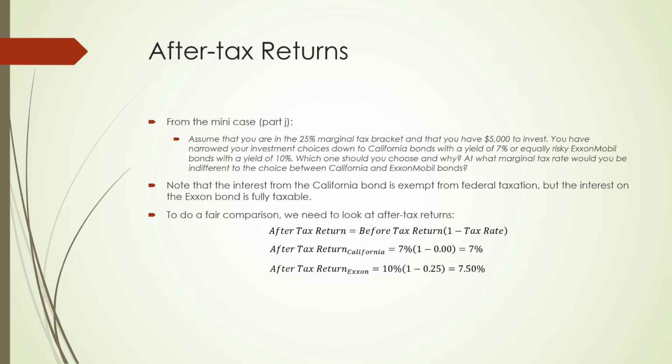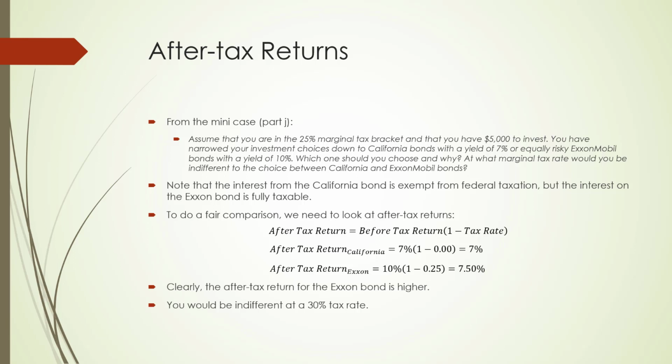So which would you rather own? Well, assuming you're rational, you would rather own the Exxon bonds because you have more money after tax than you would have from the California bonds. But note, the higher the tax rate, the more attractive those California bonds would be. So if you're in, say, a 40% tax bracket, in that case, you would rather own the California bonds.